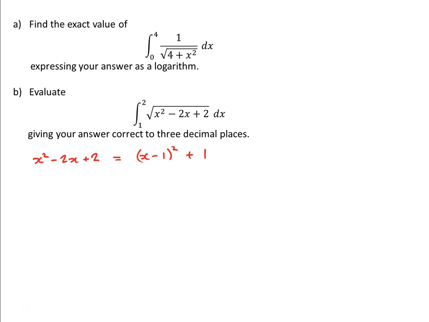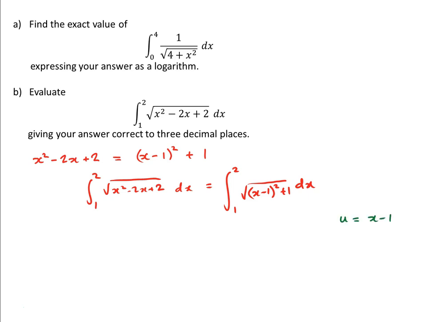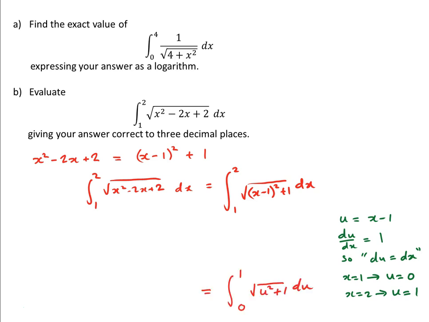So we can now rewrite our integral as the integral between 1 and 2 of the root of x minus 1 squared, add 1. At this stage we make the substitution u equals x minus 1. If you have u equals x minus 1, then du by dx is 1, so in other words du and dx are the same thing. And when x is 1, u is 0, and when x is 2, u is 1. So our integral now can be written as the integral between 0 and 1 of the root of u squared plus 1.